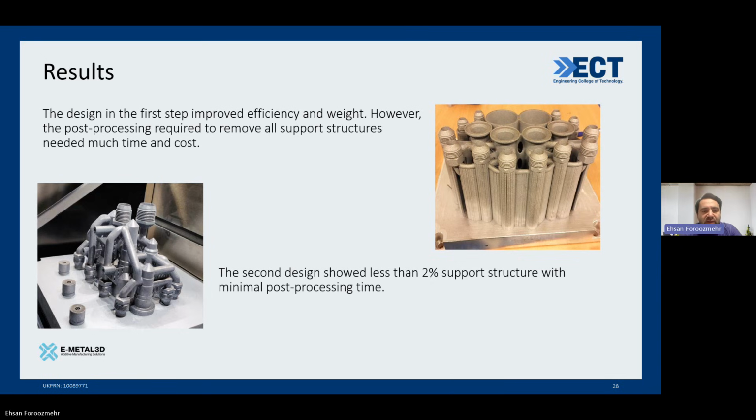Then in 2020, they redefined this project and tried to reduce the supports by changing the print orientation and some other factors. And as you can see, they used just 2% of the previous design's supports. And that helped a lot to reduce the overall cost of the process.